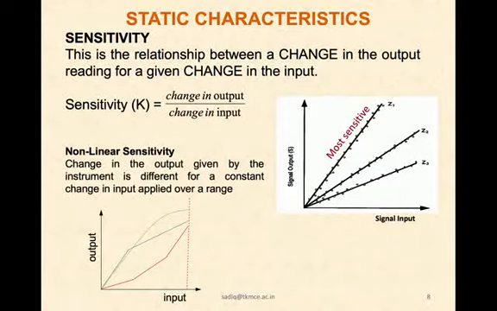Sensitivity is another important characteristic. It is the relationship between the change in output reading for a given change in input reading. Sensitivity is the ratio of change in output to change in input. Here you can see that we have many measurements. These are the main lines of the measurement. In this case, for a particular change in input, this is the output you get.